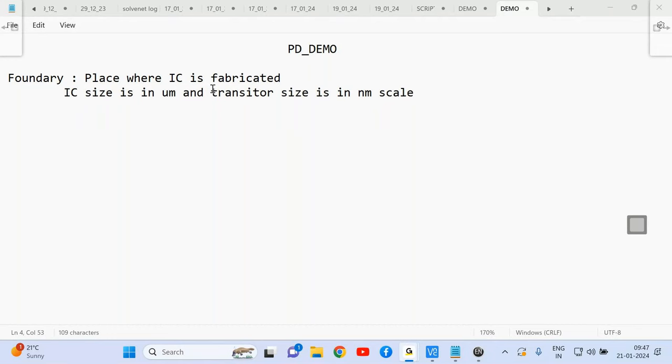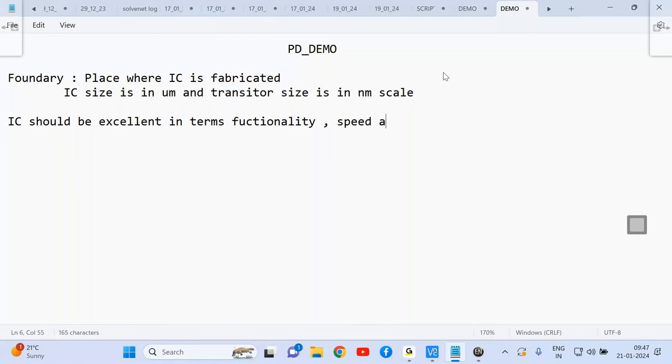If any IC vendor wants to hit the market, then the IC should never fail. The IC should never fail in terms of what? The IC should be excellent in terms of functionality, speed, area, power, right? You should also have good power.